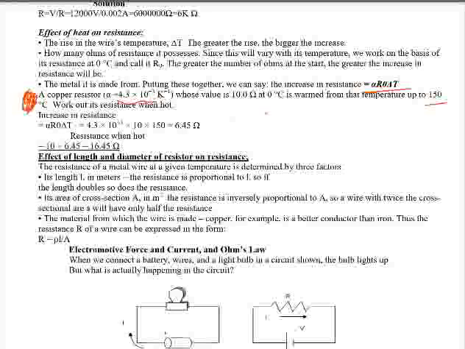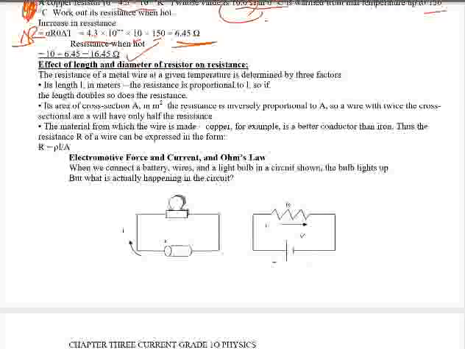Therefore, first, let us find the increase in resistance. Increase in resistance is equal to alpha R naught change in T. Alpha is given, R naught is the initial resistance, this amount, and the change in temperature is 150 minus 0, which is 150. Finally, you get 6.45. This is the increase in resistance. The resistance at hot is the initial resistance plus the increase in resistance. Therefore, 10 plus 6.45 becomes 16.45 ohm.